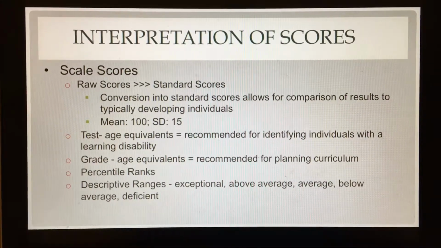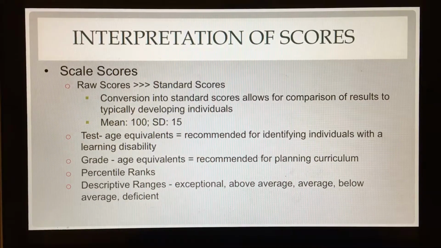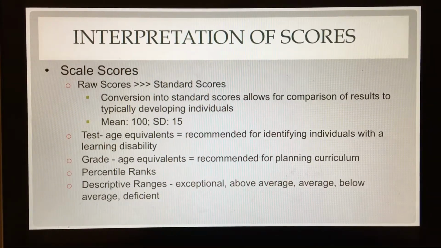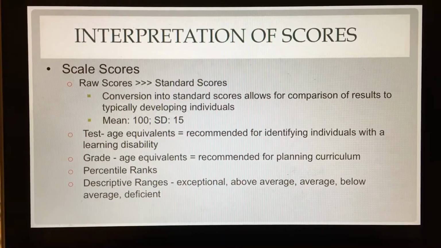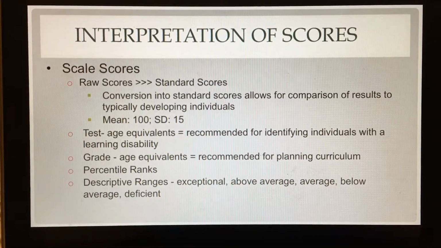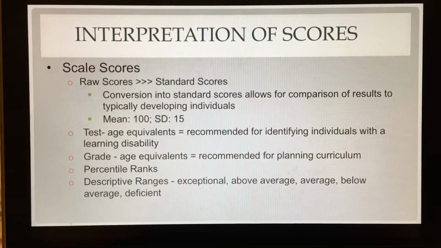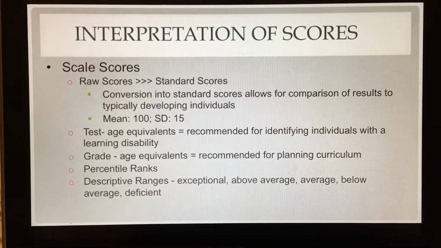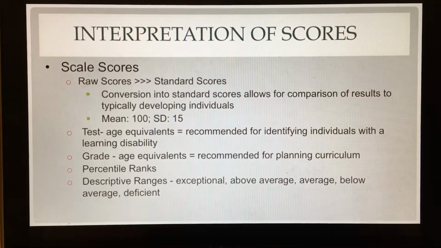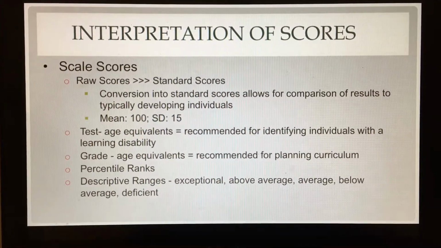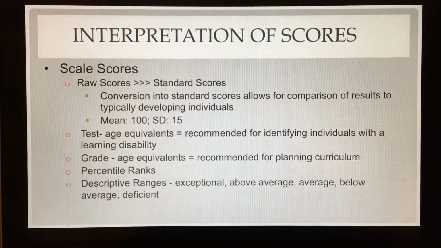So here we are going to discuss the interpretation of scores. When we evaluate our scale scores, we then convert those raw scores into standard scores. This conversion into standard scores allows for comparison of results to typically developing individuals. There is a mean of 100 and a standard deviation of 15.